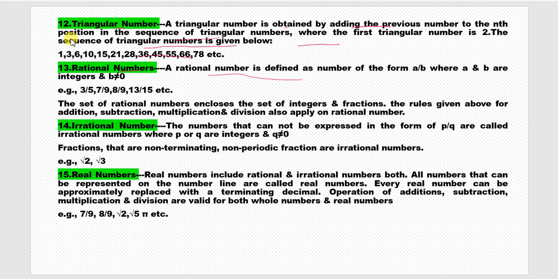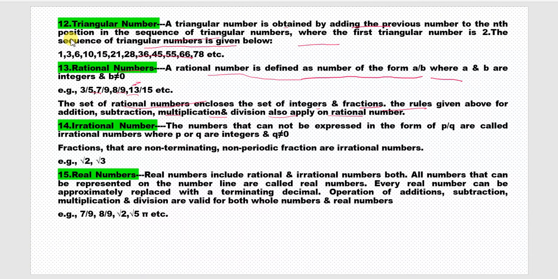What is a rational number? A rational number is defined as a number of the form a by b, where a and b are integers and b is not equal to 0. For example, 3 by 5, 7 by 9, 8 by 9, 13 by 15, etc. The set of rational numbers encloses the set of integers and fractions. The rules of addition, subtraction, multiplication and division also apply to rational numbers.